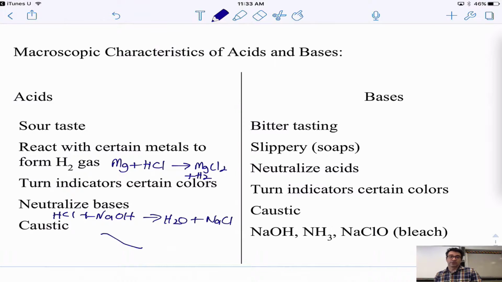Bases are slippery, so soaps have that slippery texture to them. Bases can neutralize acid. They also turn indicators colors as well, and they are caustic. Some common bases: sodium hydroxide, ammonia, and then one that you may not think about, bleach. Bleach is also a basic compound as well.